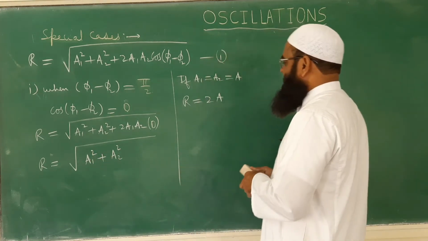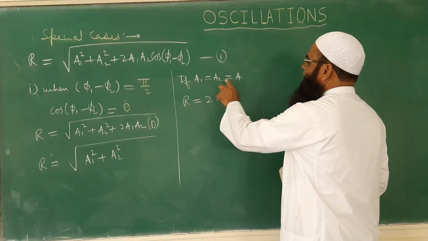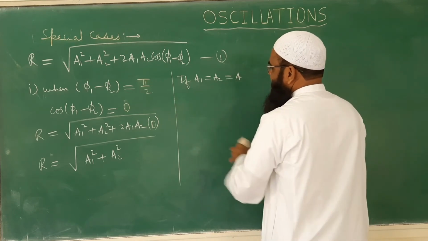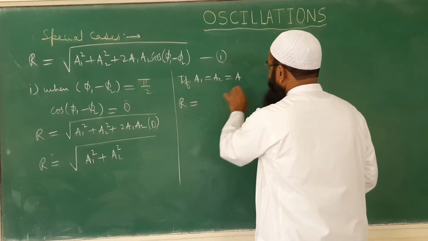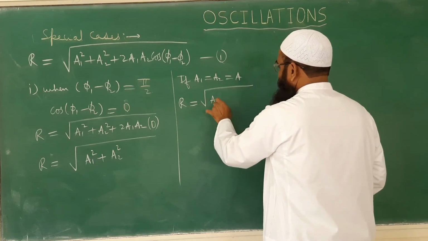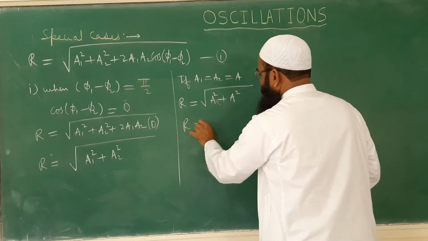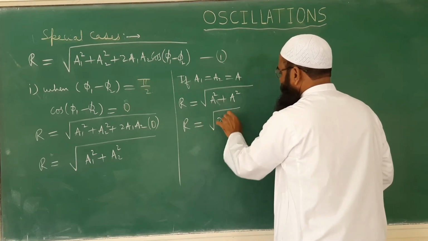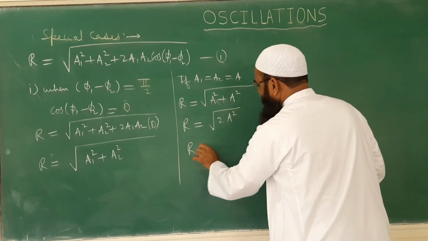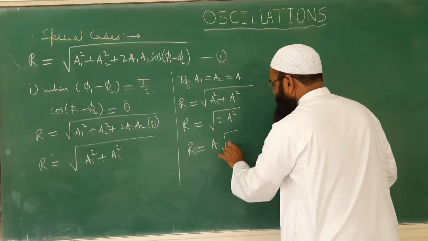Again, if we consider a1 is equal to a2 is equal to a, then the value of r will be r is equal to square root of a square plus a square, which means 2a square, or simply r is equal to a root 2.